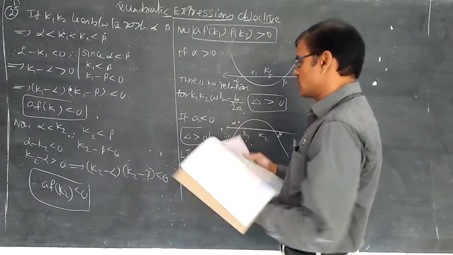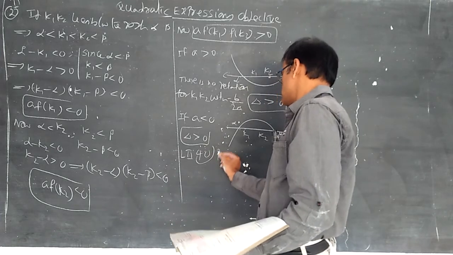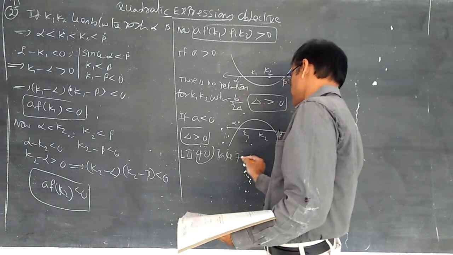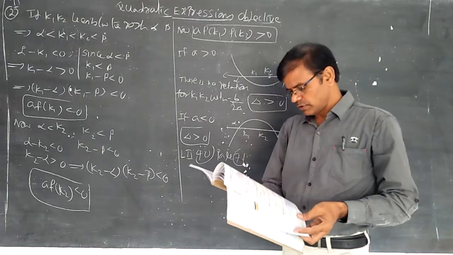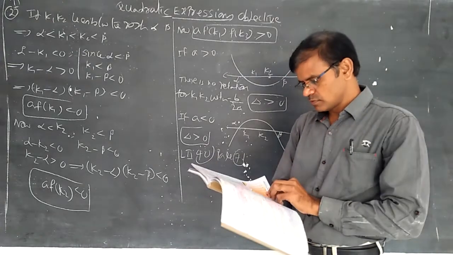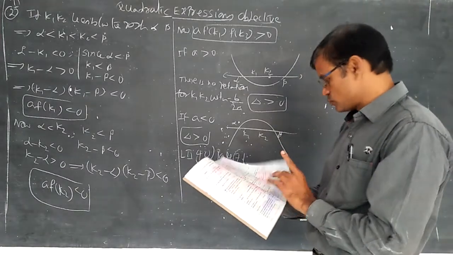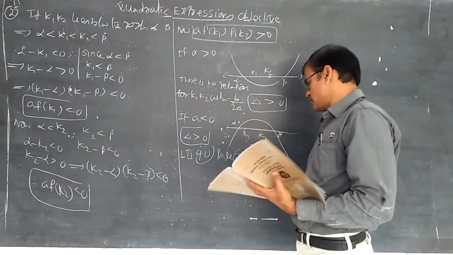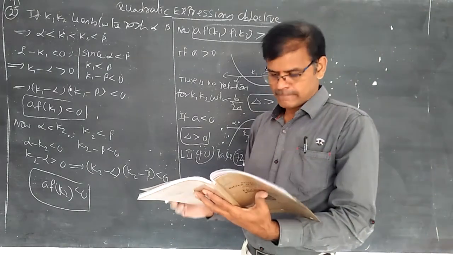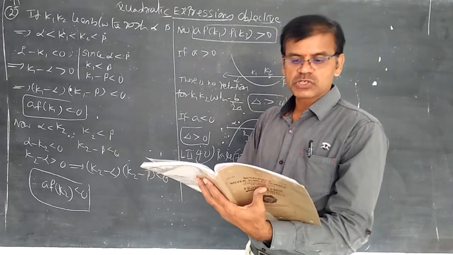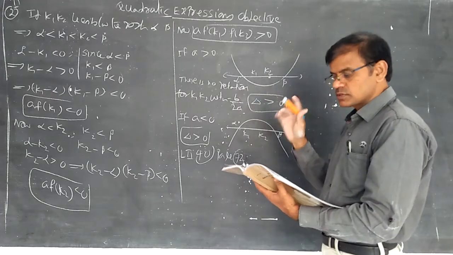Level 2, question number 40 is there. I think page 71, level 2, 40 question. Page 72. Read the question. If A belongs to R, the roots of this equation lie between the roots of this one.